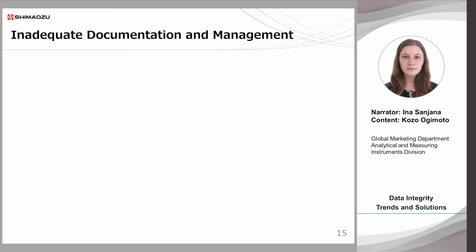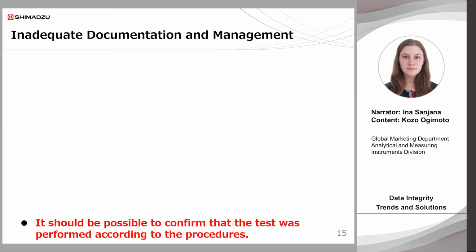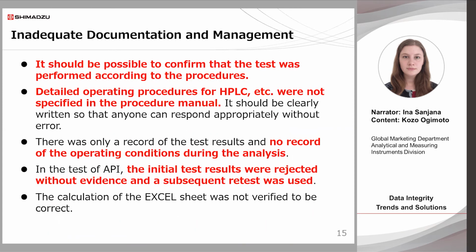Here we have examples where there were problems with documentation or management. In the first case, it was not possible to confirm whether the test was carried out according to procedures. This is related to the audit trail problems on the previous slide. In the next couple of cases, results are in doubt because documentation of the procedure itself is lacking. To demonstrate the reliability of the data, records for operating conditions, reanalysis, and so on should be kept and reviewed. All of the recommendations and guidance presented so far are from the Japanese authorities. In recent years, in order to ensure the reliability of data, many other countries and regions have given similar guidance.